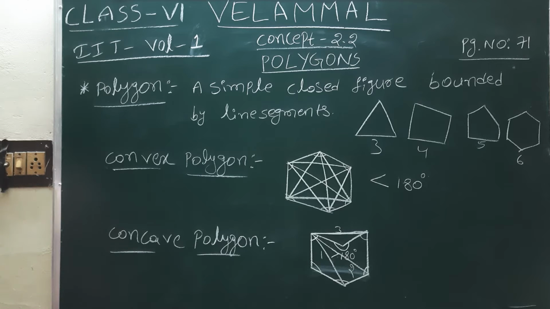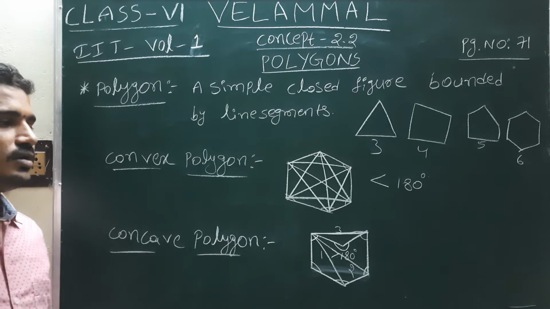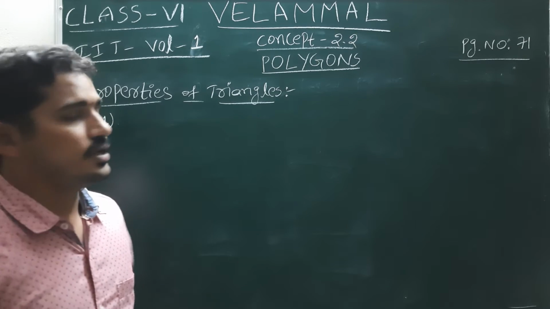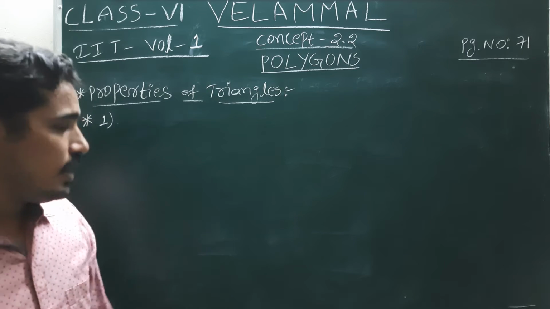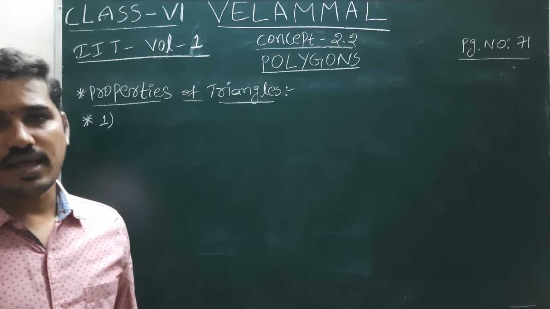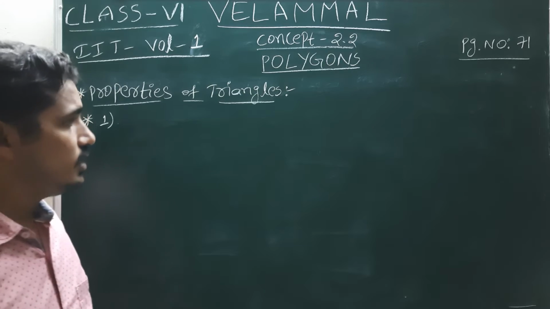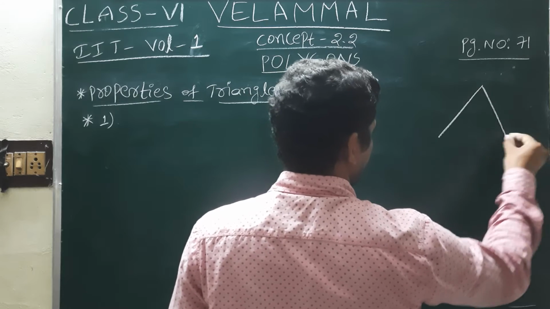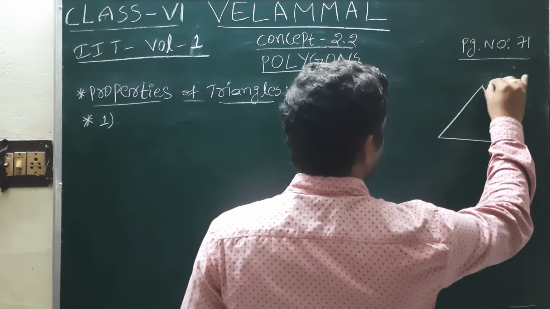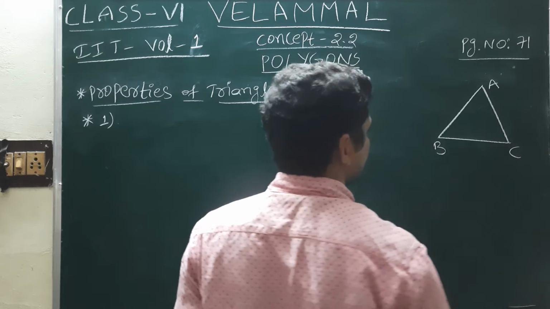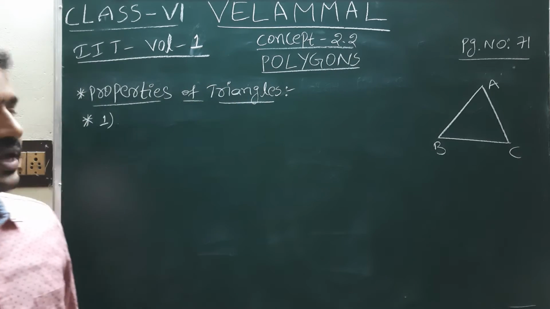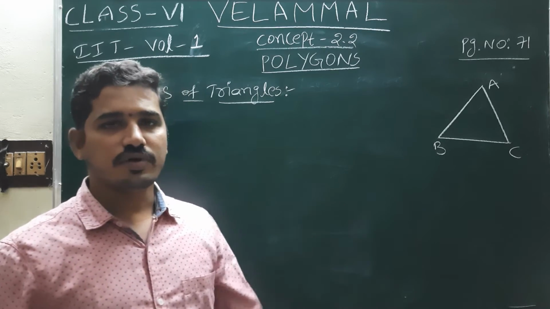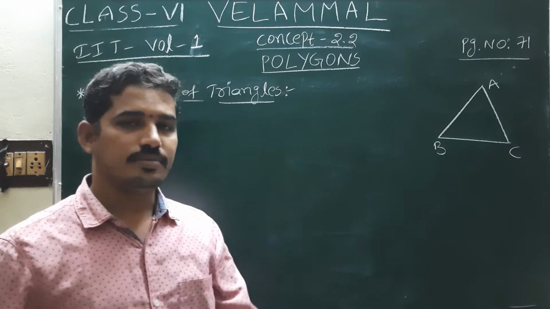Next we have the properties of a triangle. Already we know what a triangle is. For example, I am taking a triangle here, naming it A, B, C. Whatever type of triangle it may be, either scalene, isosceles, or equilateral, we are discussing triangle ABC.